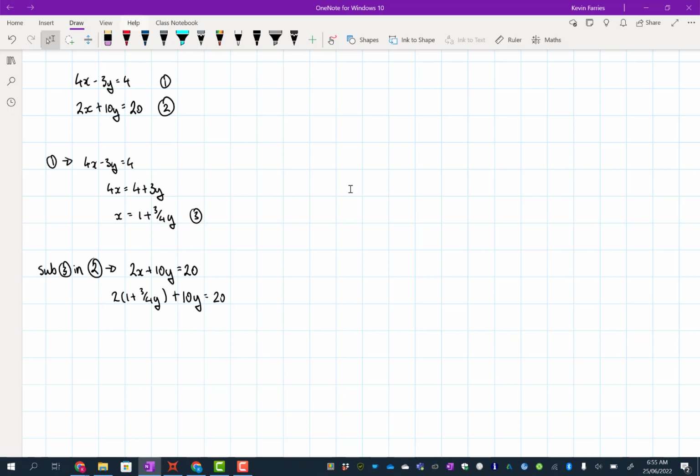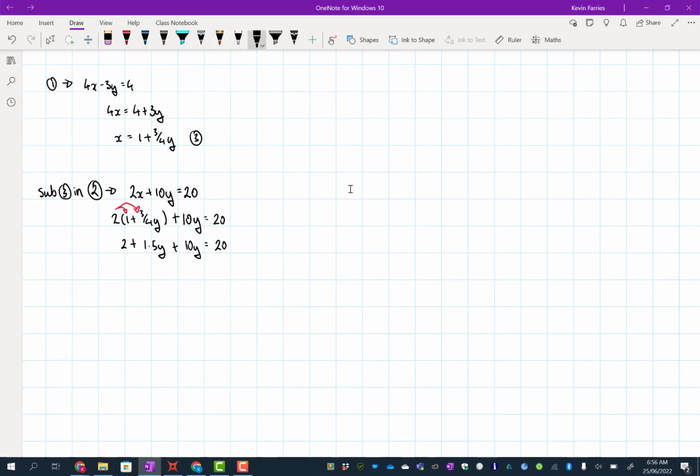So multiply out the brackets. To multiply out brackets, you have to multiply everything that's got a plus or minus between it. So it's 2 times 1, so 2 plus 3/4 y, same as last time. The 2's cancel out, you're going to get 1.5y plus 10y equals 20.